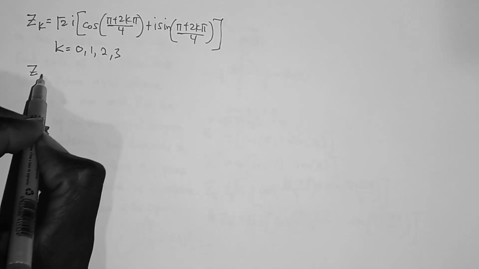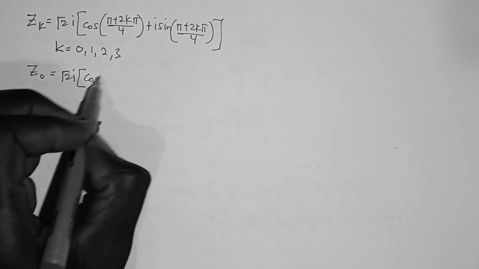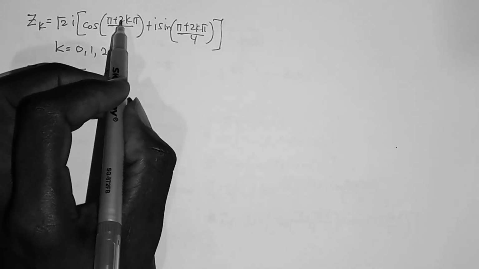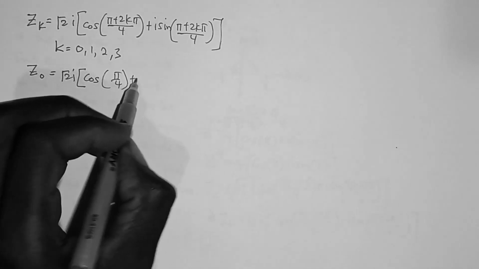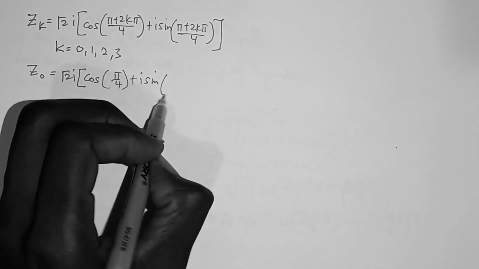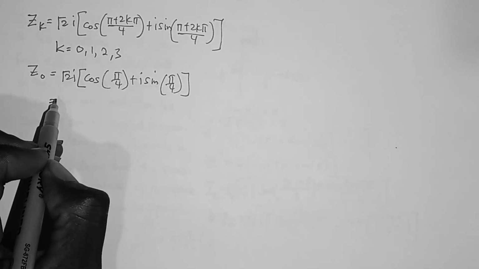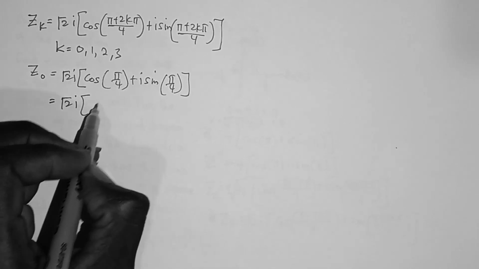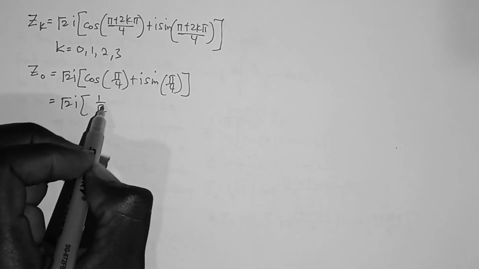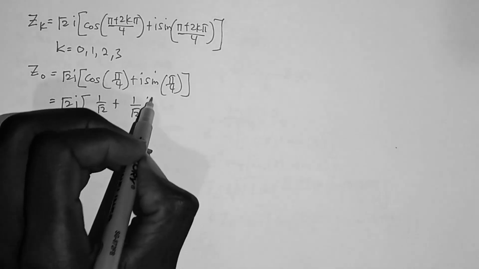So let's find z of 0. Wherever you see k here, put in 0. So root 2i times cos into bracket, now this part will go to 0, so it will just be pi over 4 plus i sine into bracket pi over 4. And this is equal to root 2i into bracket cos pi over 4 is 1 over root 2, then plus sine pi over 4 is 1 over root 2i.